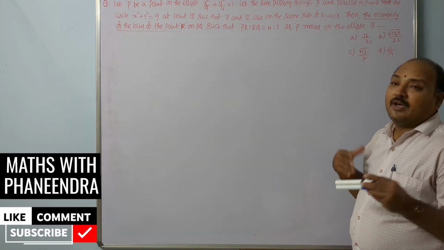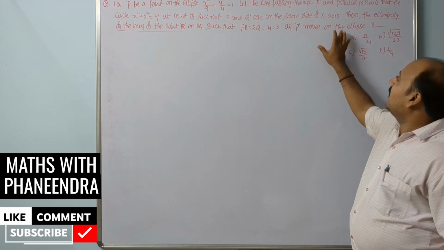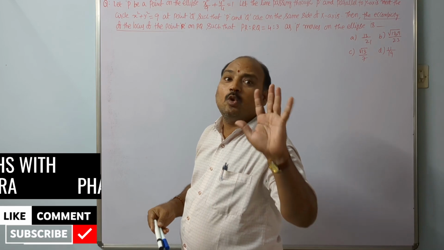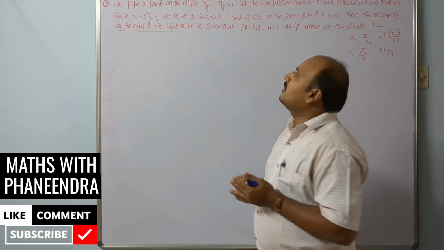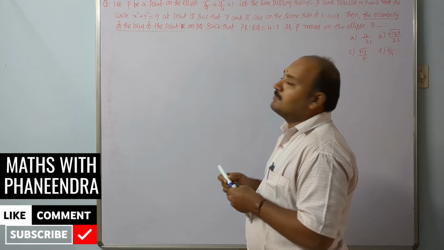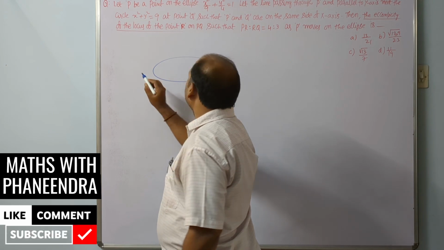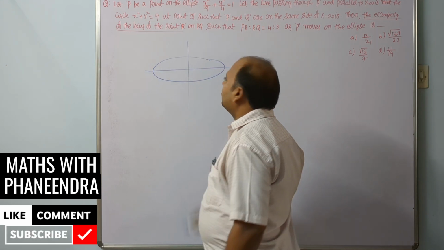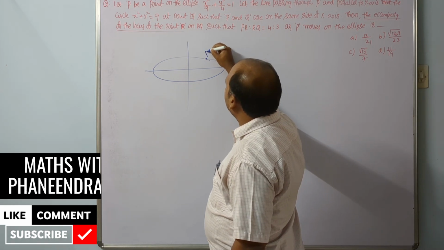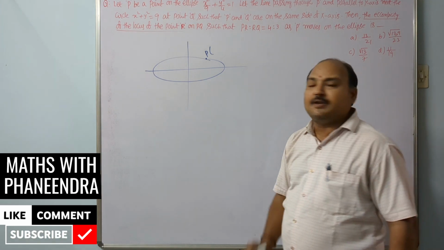As P moves on the ellipse, indirectly they are asking for the locus, which will become an ellipse, and they are asking its eccentricity, dear students. So we need to find the locus. First, draw a rough figure of the given information. P is a point on the ellipse; here this point is P. What is the general point on the ellipse? A cos theta, B sin theta.